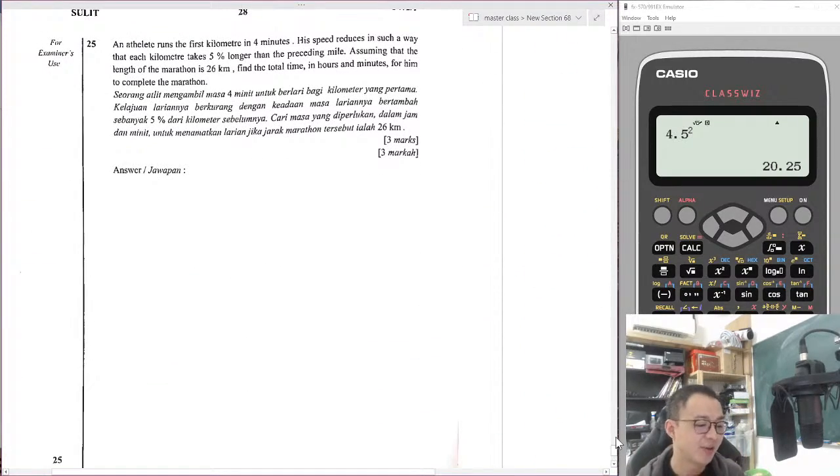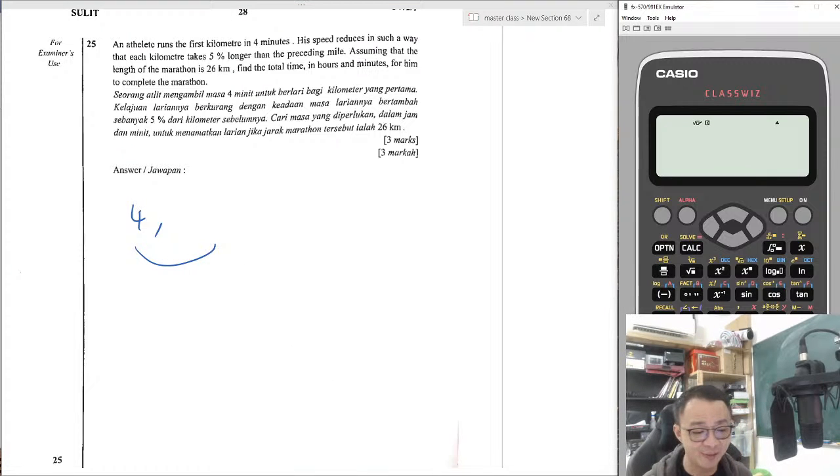Okay, progression. So, an athlete runs the first kilometer in 4 minutes, and then his speed reduces. In such a way, each kilometer actually takes 5% longer than the preceding kilometer. Alright, they are using the mile here. So assuming the length of the marathon is 26 km, find the total time in hours and minutes for him to complete the marathon. Alright, so a will be 4 minutes. Then the next 1 km, it will actually take 5% longer.